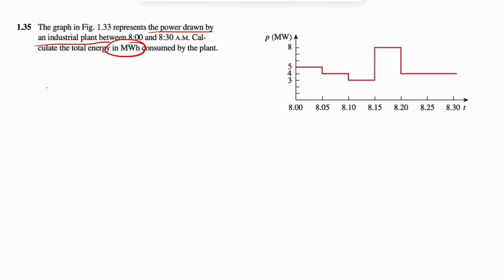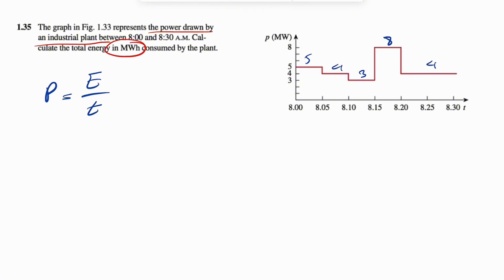We solved a question in the previous videos for this chapter: for finding the energy, we know the power is equal to the rate of energy, or energy over time. What we need to do is go over each of these time intervals. If we look at the figure, from 8 to 8:05 we have 5 megawatts, 8:05 to 8:10, 4, 8:10 to 8:15, 3 megawatts, then we have 8 here, and the last one is also 4.